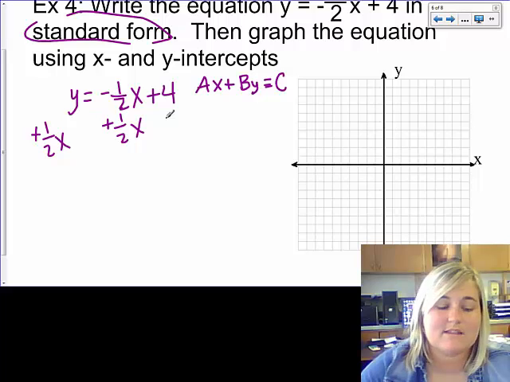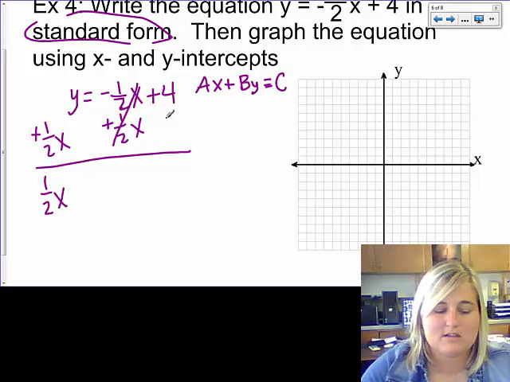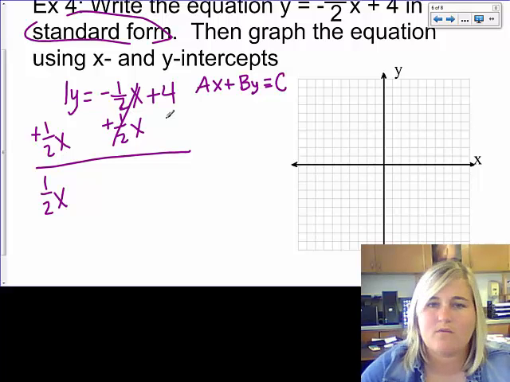Okay, so when I do this, these will cancel out, and you need to make sure you're recognizing that these are not like terms. And for it to be in standard form, I want my x variable to be first, so I'm going to have a positive 1/2 x, and this y has an understood 1 in front of it, and because it doesn't have a sign, it's understood as positive.